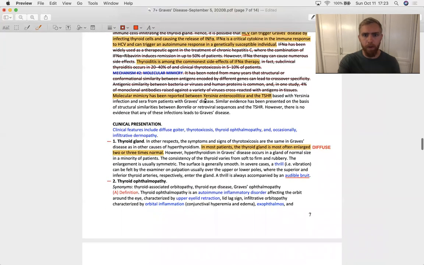Molecular mimicry has also been reported between Yersinia enterocolitica and the thyroid stimulating hormone receptor. So tell me what you know about Yersinia. Well, it's a gram-negative. Enterocolitica means it's going to cause an upset stomach most of the time. Potentially can be a cause of lymphadenitis, mesenteric lymphadenitis, and that'll look a whole lot like what other pathology? Appendicitis. So Yersinia is transmitted often through dairy products and milk, and also through dog feces, and also can spread through daycares. Gram-negative rod.